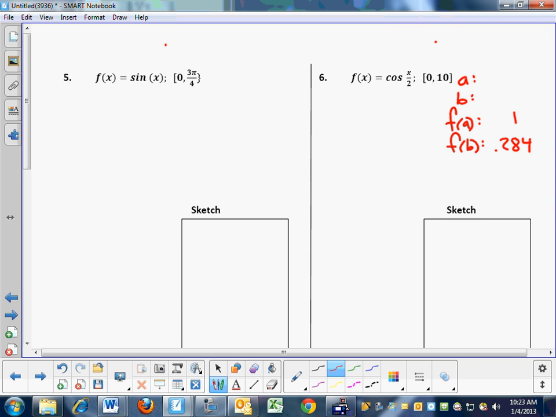So my A value is 0. My B value is 10. So I've got all the pieces I need to find the average rate of change of that function over the given interval.